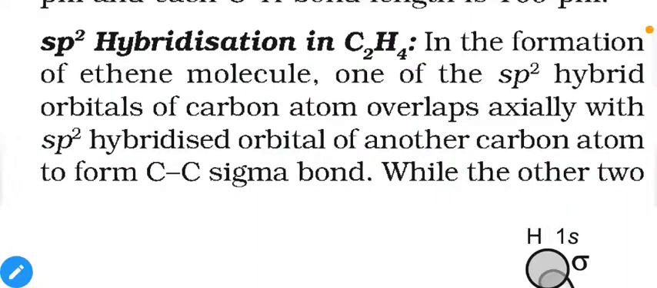Now next is sp2 hybridization in C2H4. That means we have the ethene molecule, and the hybridization in this case is sp2. Let us count the total number of electron pairs and discuss the structure of C2H4. Keep in mind, we have 2 single bonds with hydrogen and one double bond with the other carbon. If we talk about the first carbon, it has a total of 3 attachments: with 2 different hydrogens it has single bonds, and with one carbon it has a double bond.